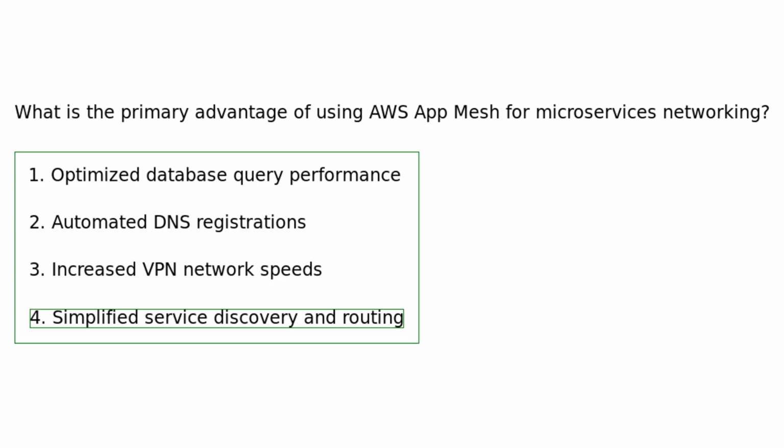AWS App Mesh simplifies microservices networking by providing tools for service discovery, routing, and traffic management within a mesh network.